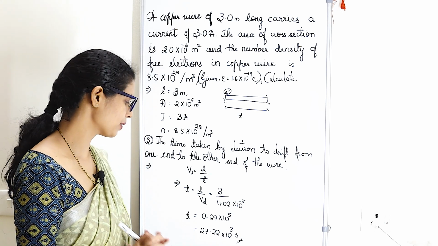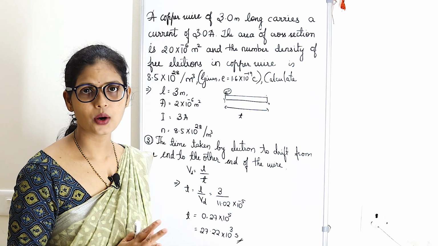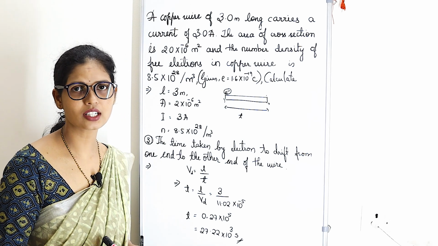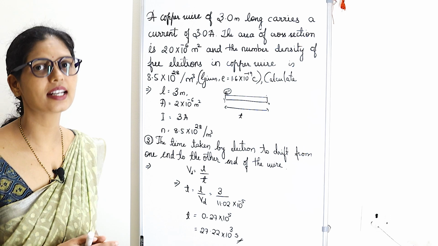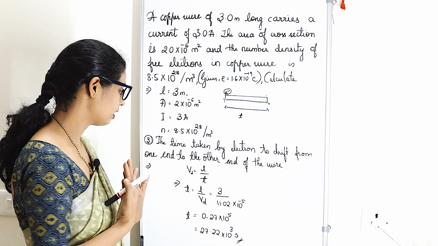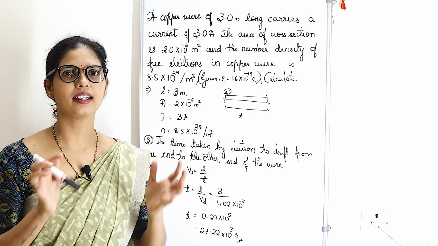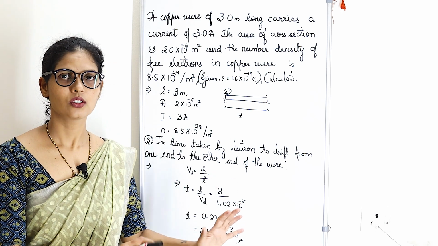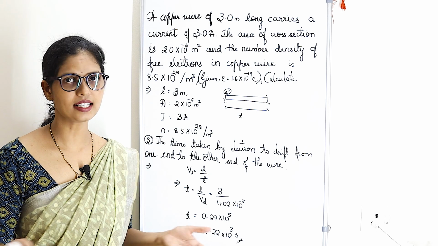One thing I would like to say, that time taken can never be negative, because it doesn't have any direction. It has dimension, but it doesn't have direction. So time taken can never be negative. In case you have got any negative value of time, then whatever you have calculated, everything is wrong.